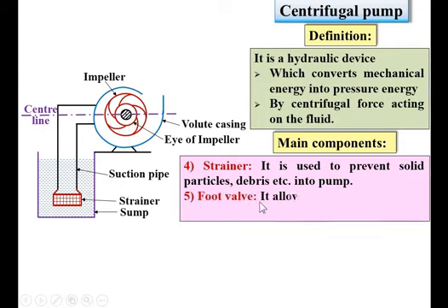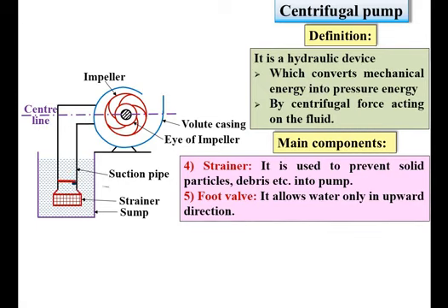Next, foot valve. It allows water only in upward direction. So sometimes it is called the non-return valve, and that is very near to the strainer. This is the foot valve, and that is open in the upward direction only, so that you can see it allows water only in upward direction. I will show you how it opens. So it is like that. When the pump is in non-working condition, it once again regains its position like that.